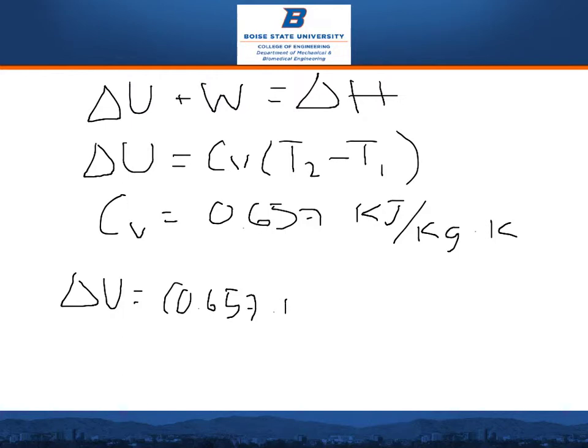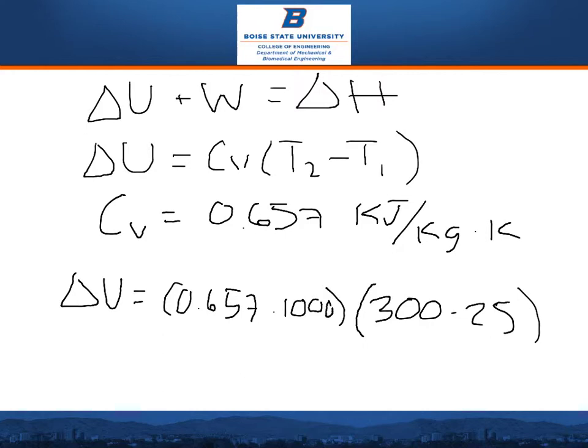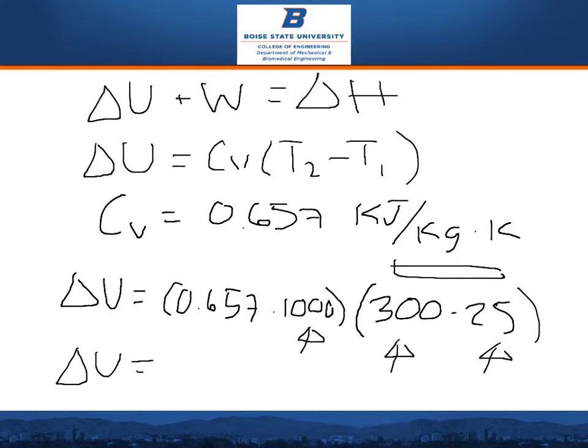Now, plugging in our values, we get that delta U equals 0.657 times 1,000, because we're converting kilojoules to joules, multiplied by the difference in temperature, which is 300 minus 25 degrees Celsius. This value is for state 2. This value is for state 1. We multiply here by 1,000, like I said, to convert kilojoules to joules. And for the temperature, we need not convert to Kelvin due to the fact that the difference would be the same between both temperatures. Calculating this equation, we get that delta U equals 180,675 joules.